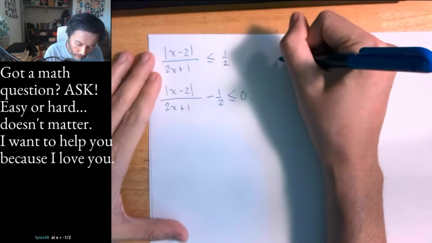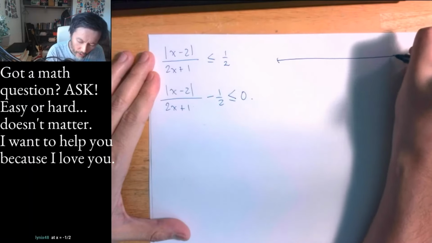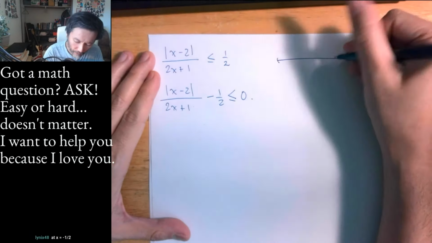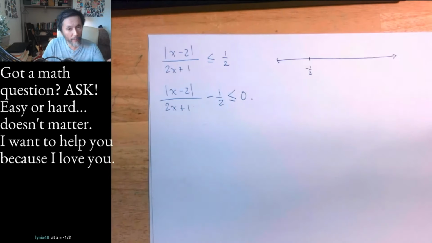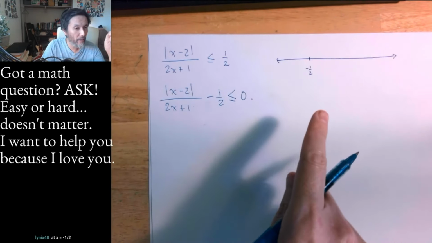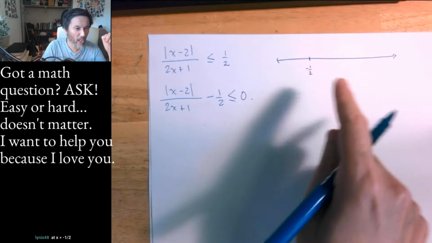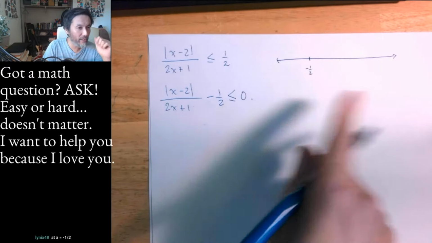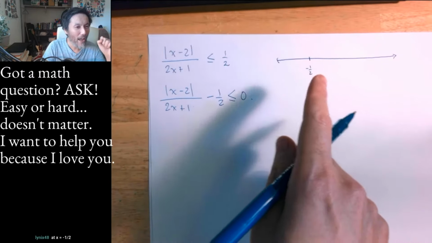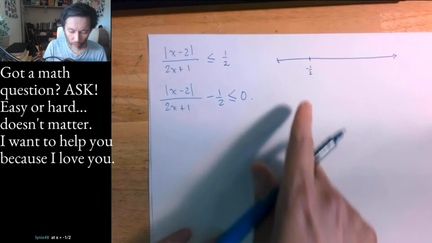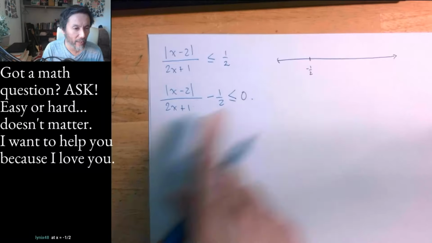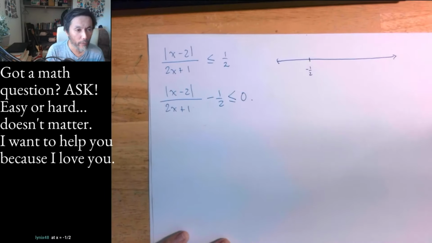What I'm going to do is I'm going to draw a real line here. And I'm going to put x equal to negative 1/2. The reason I'm drawing this now is because I'm preparing to cut this real line into pieces. And then pick test points, just like we did before. All right. So one of the cut points is at x equal to negative 1/2. Let's see if we can find any others.